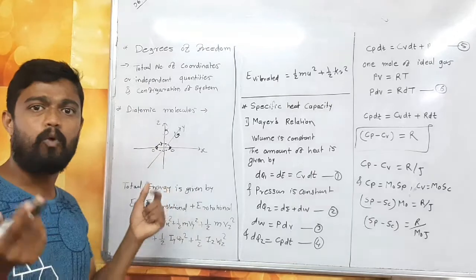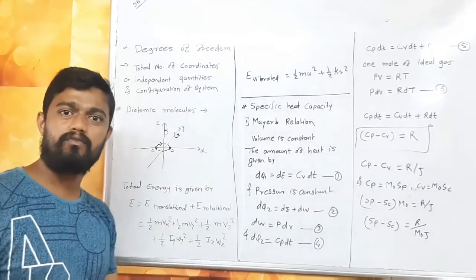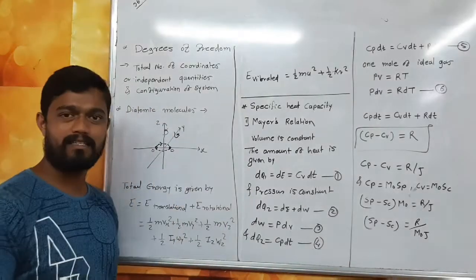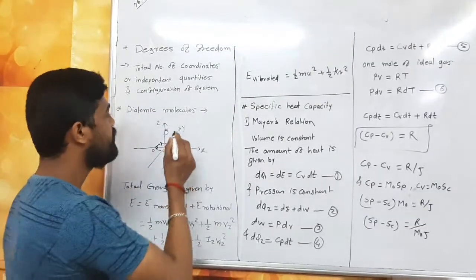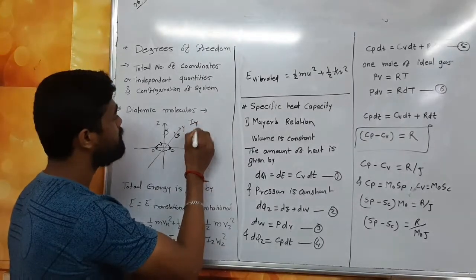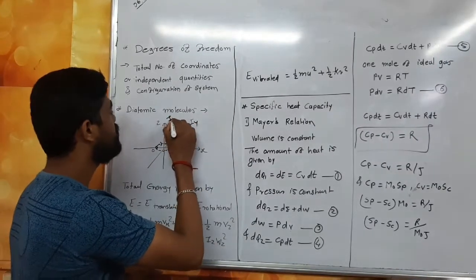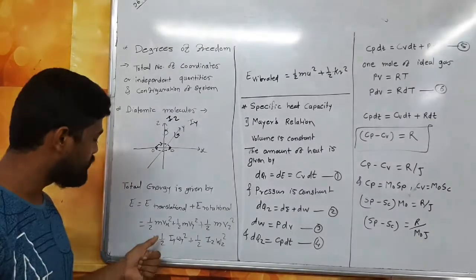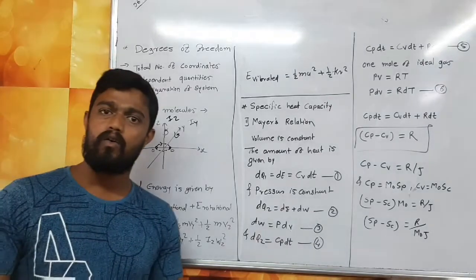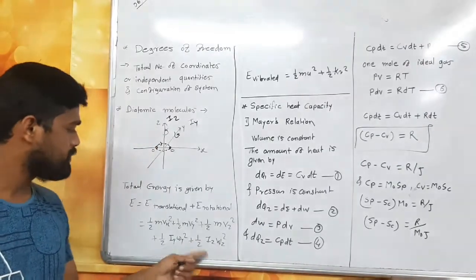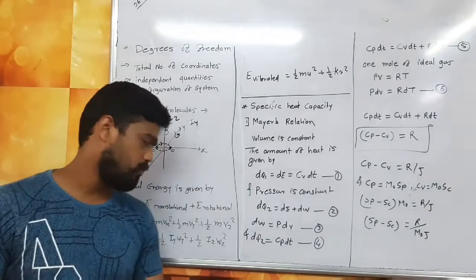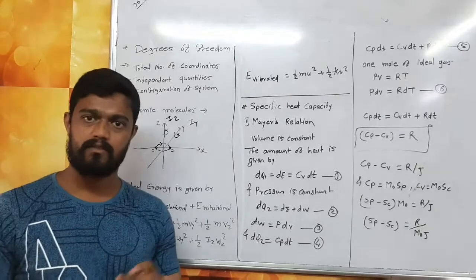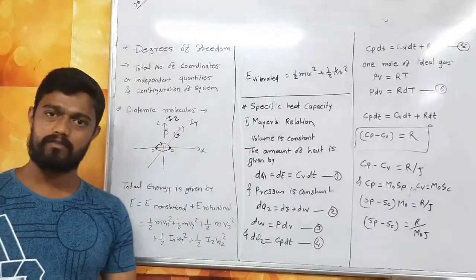So obviously moment of inertia is present. We discussed this in the first chapter, rotational dynamics. When it rotates about the y and z axis, the moment of inertia is present. Along the y axis it is called Iy, along the z axis it is called Iz. So now we find the kinetic energy: 1 by 2 Iy omega y square plus 1 by 2 Iz omega z square. This is your total rotational energy for a diatomic molecule.